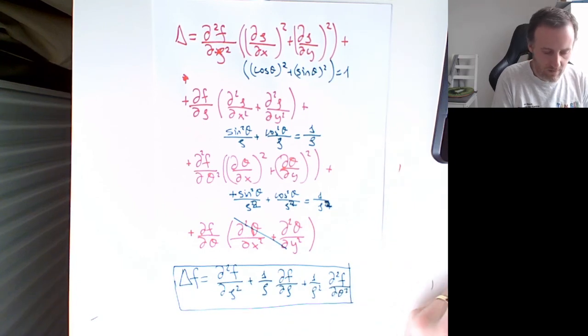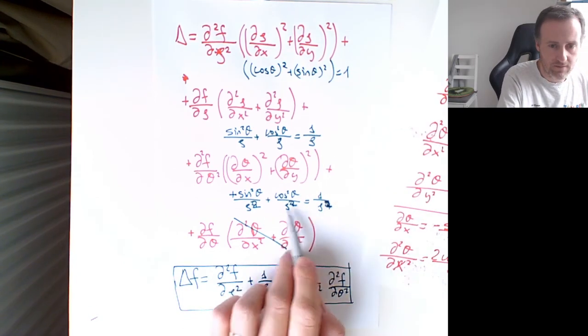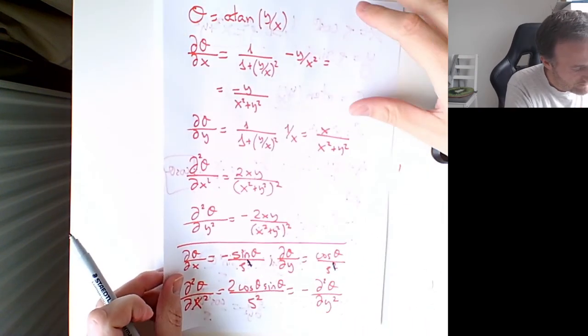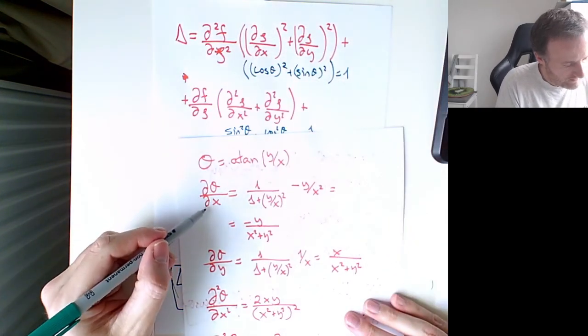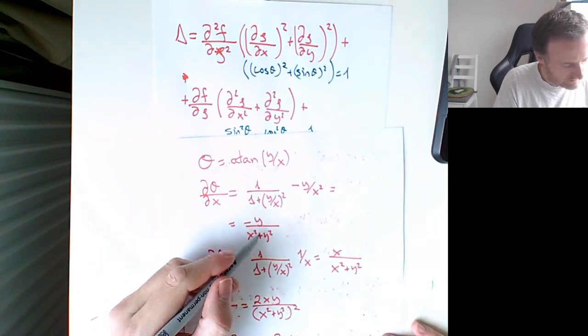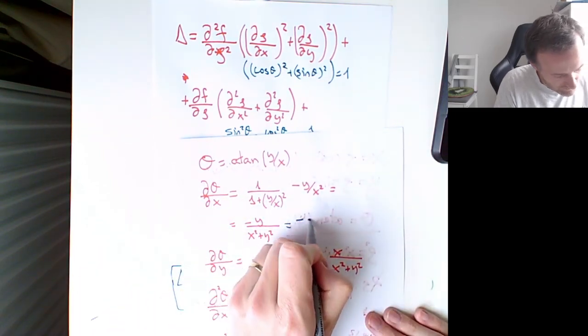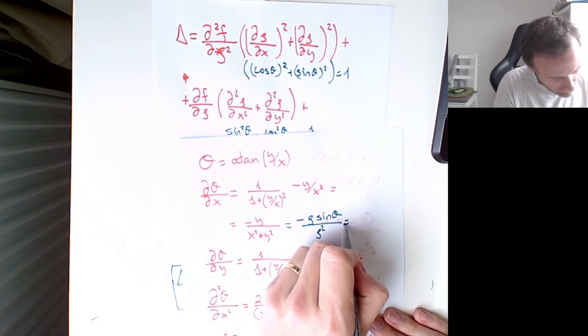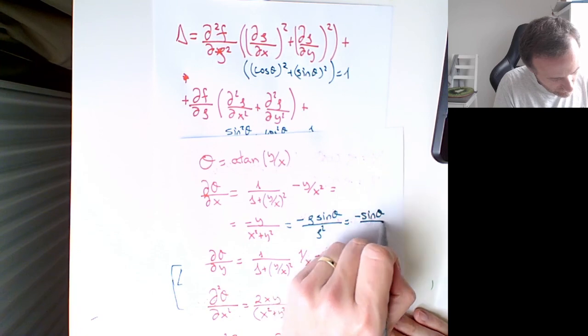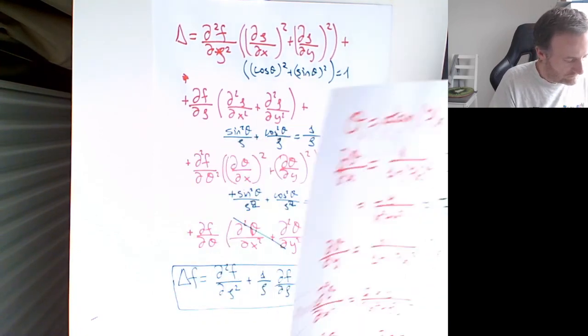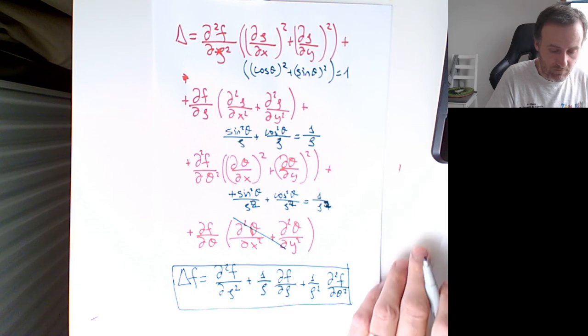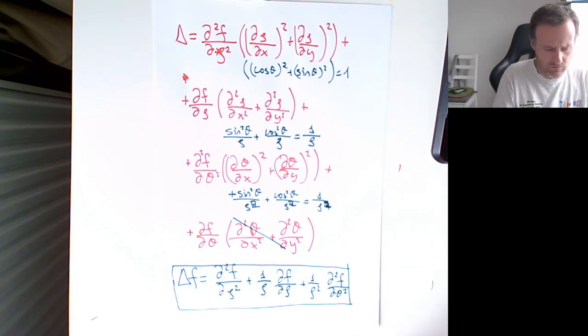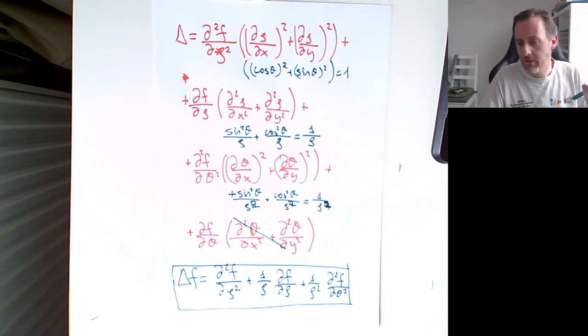Okay, so let me just remark where we got it wrong. So d theta dx is this. When we substitute by rho, we have rho sine of theta over rho squared, so we get minus sine of theta over rho. And I wrote rho squared, which is just wrong. Super, so thank you very much, and see you in another video.